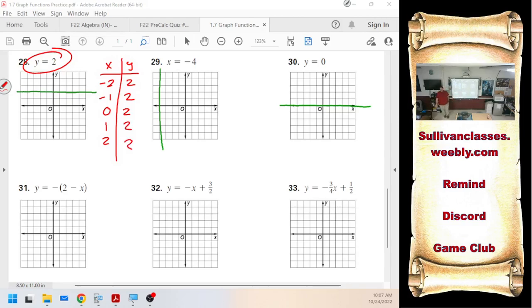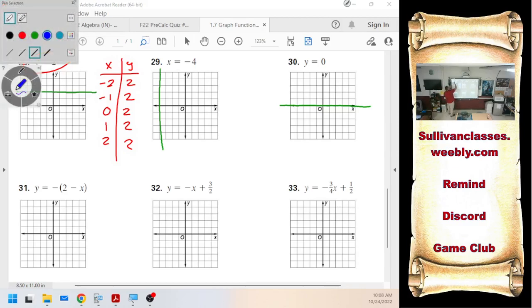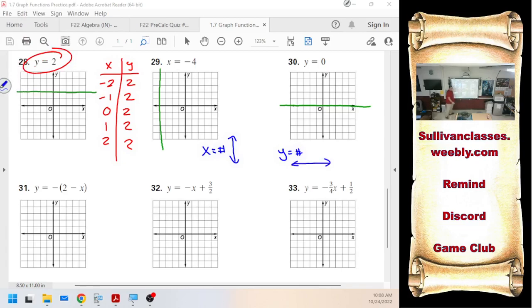Y is 2 no matter what. You connect those dots and it's just a horizontal line. I hope next to these you wrote yourself a little note that if I ever see x equals number, that's a vertical line. If I ever see y equals number, that's a horizontal line at that number. That's it. We expect them to be a lot more complicated than that. Like, we're used to these being more complicated than that, but it wasn't.